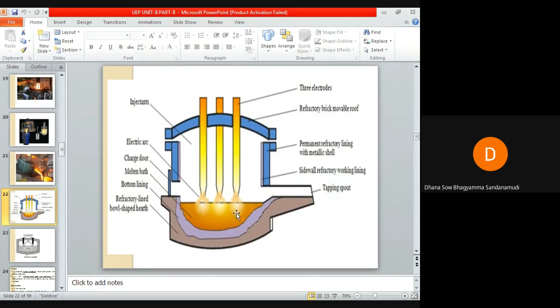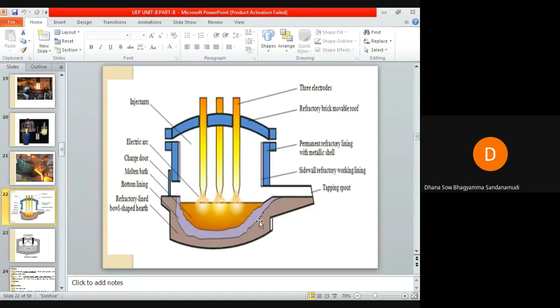The most important feature of this direct arc furnace is that as the current flows through the charge, the stirring action is inherent due to the electromagnetic force set up by the current. Because of the direct contact of the electrode with the charge, the electromagnetic force will be set up, hence stirring action will take place. I hope you know what is meant by stirring action. It takes place on its own, so heat will be uniformly distributed throughout the charge.